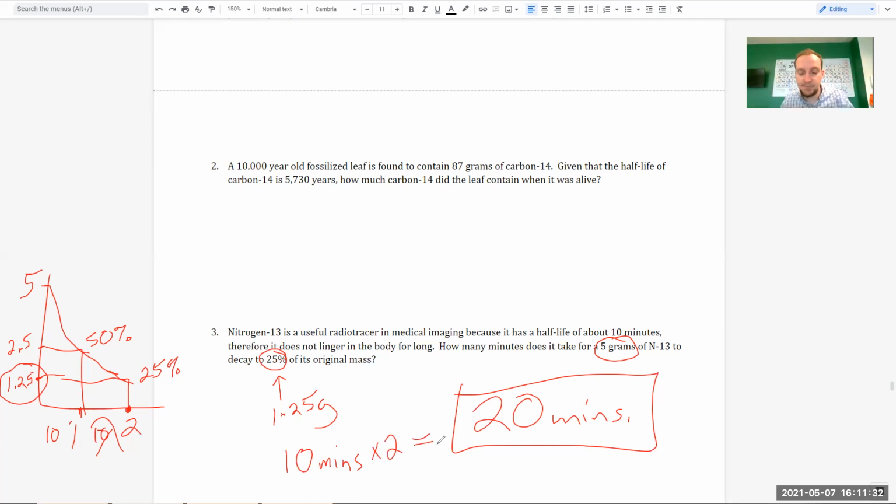So like I said, that's a nice departure. We would have liked to do that with number 1 and 2, but for number 2, 10,000 is not a nice round number when it comes to 5,730 years, so we had to do the math. I hope this makes sense, but this again is how we use half-lives of known isotopes to measure how old something is or how long something will linger.